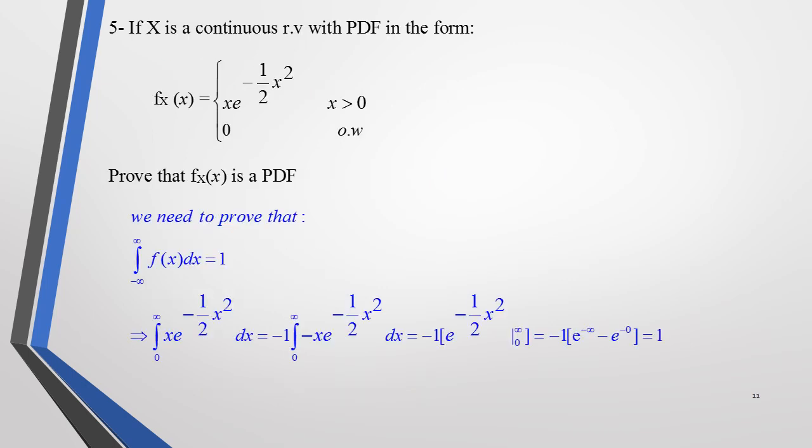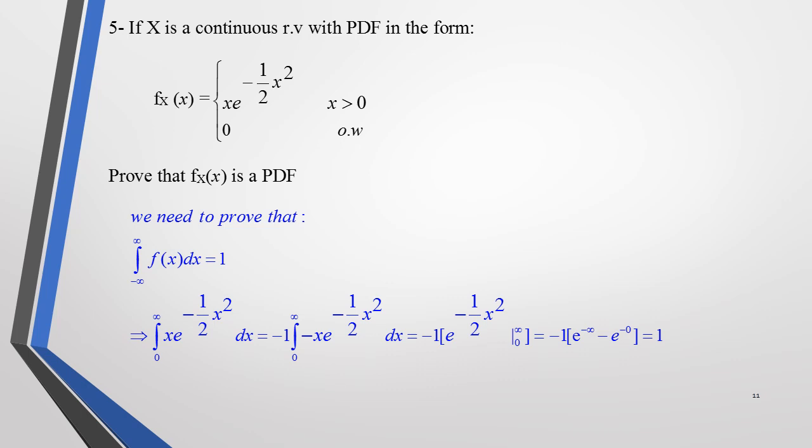Number 5. If x is a continuous random variable with PDF in this form, prove that f of x is a PDF. To prove that f of x is a PDF, two conditions must be satisfied. The first one is that f of x is greater than or equal to 0 for all values of x, which means the PDF can never take on negative values. Here x is greater than 0, and our function is x e to the power negative half x squared. So this function takes only positive values.